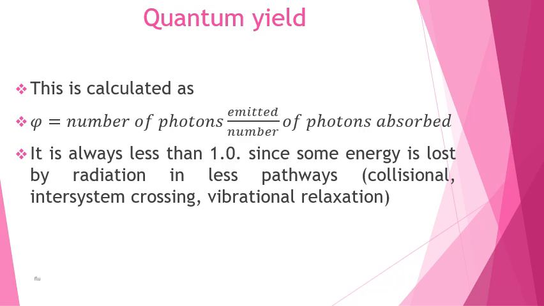Fluorescence quantum yield is calculated as the number of photons emitted divided by the number of photons absorbed. It is always less than 1.0 since some energy is lost by radiationless pathways, e.g., collisional, intersystem crossing, vibrational relaxation.